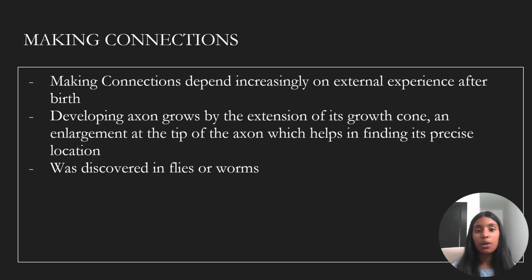Axons, which are presynaptic, produce and transmit signals to other neurons, and dendrites, which are postsynaptic, receive signals. The longest axons reach multiple times their own size. Developing axons grow by the extension of their growth cone, an enlargement of the tip of the axon which helps it find its precise location. Receptors on the growth cone enable its responses to these environmental cues. Signaling molecules include families of proteins with names such as netrin, semaphorin, and ephrin. These signaling families were first discovered in flies and worms.